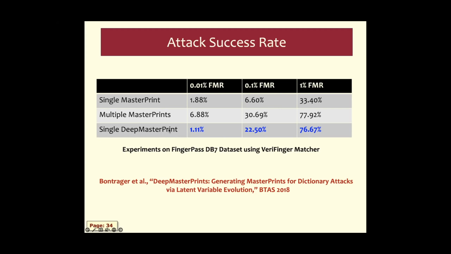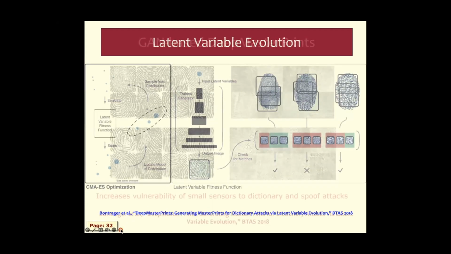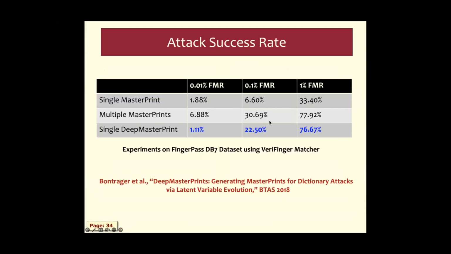But using a single deep master print, which is the technique that I alluded to here in a BTAS 2018 paper, you notice that the numbers are much higher, especially at 1% FMR. Remember, here we're just using a single deep master print, and the single deep master print was generated using a GAN. So the point here is that when you use synthetic data with some specific goal in mind, then this particular synthesized data can be used in order to attack a system. You can say that this is a synthetic fingerprint, but to identify it as a master print is a much more difficult thing. But in reality, a master print can cause much damage and much harm to the biometric system.